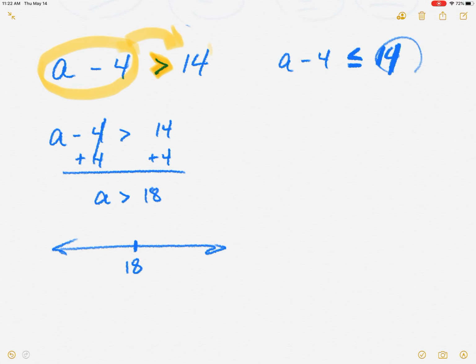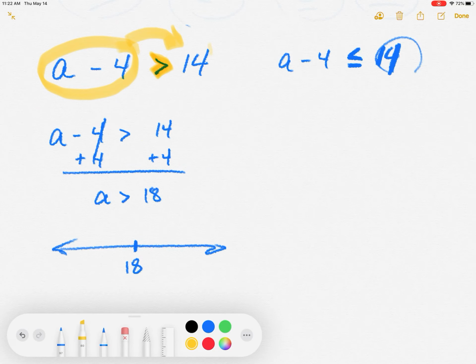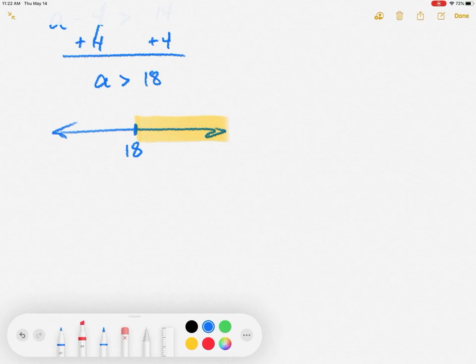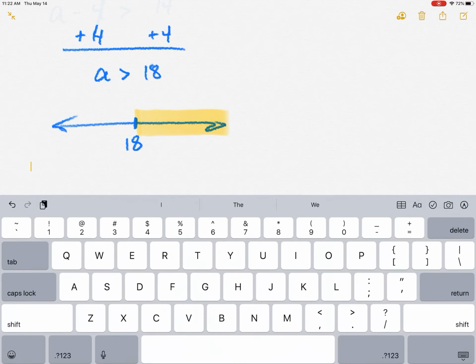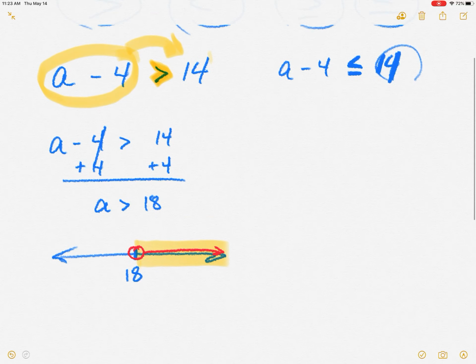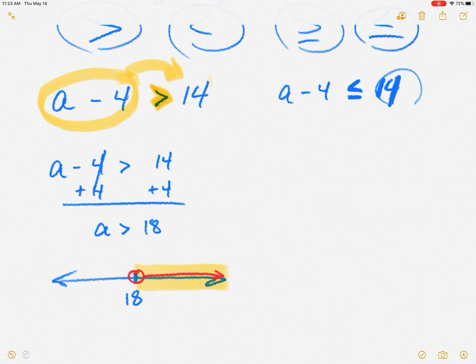Well, I know that on a number line, anything on this side is greater than, and anything on the other side is less than. All right, so if I want to show what this looks like on a number line, a is greater than, I could circle the 18 and then just draw a line, and that signifies that the value of a is greater than 18.